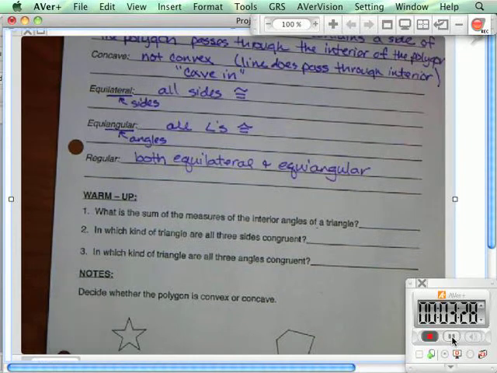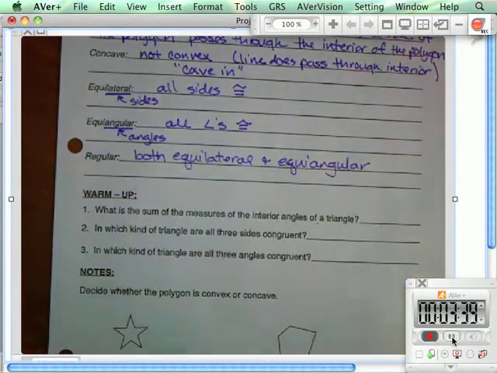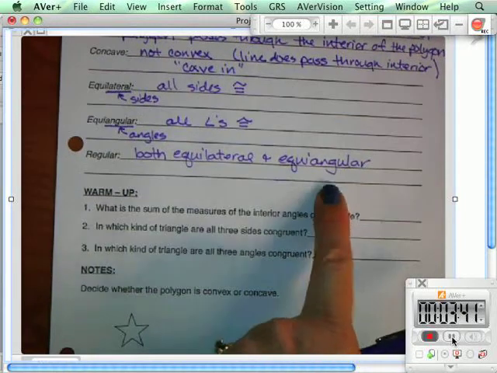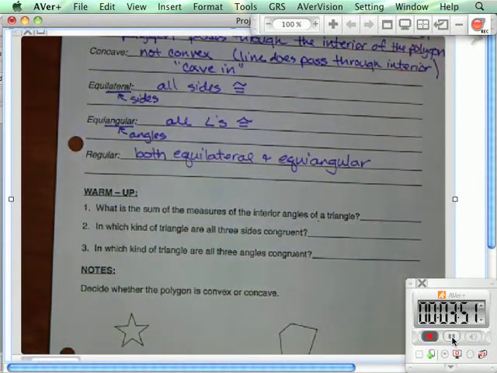In your homework, I don't want you to write equal sides. What do I want you to write? Equilateral. I don't want you to write equal angles. What do I want you to write? Equiangular. Everybody say it. Equiangular. It's a weird word. But you got to get used to using the language of the geometry. It's not too hard. Equilateral, equiangular.